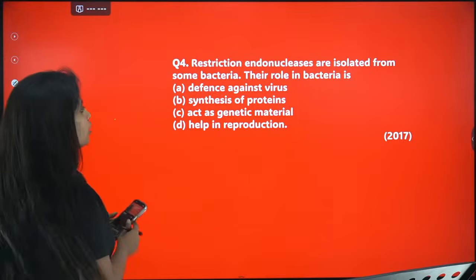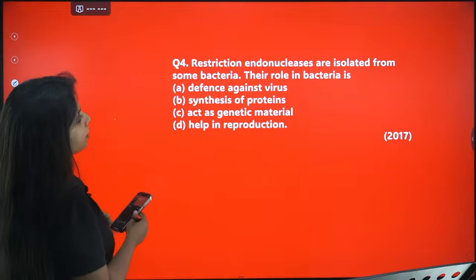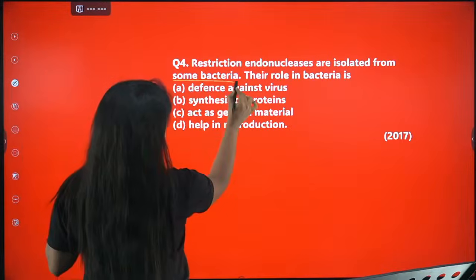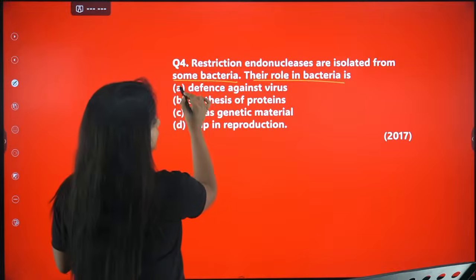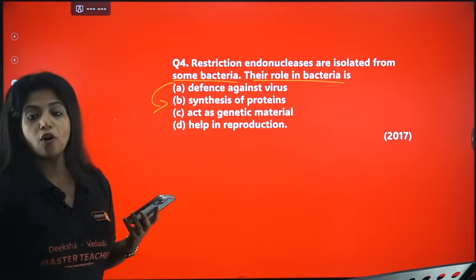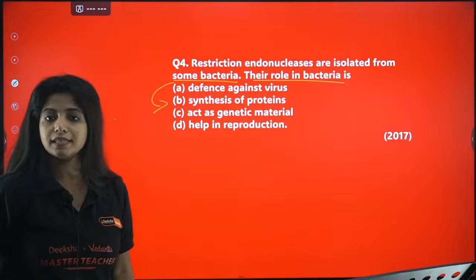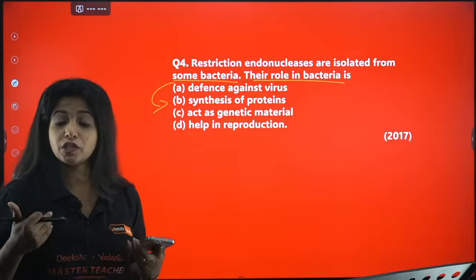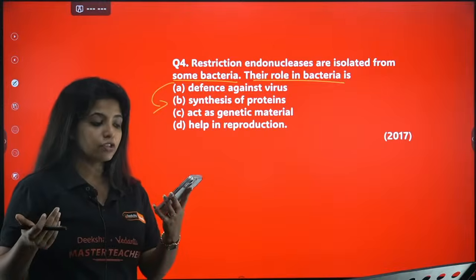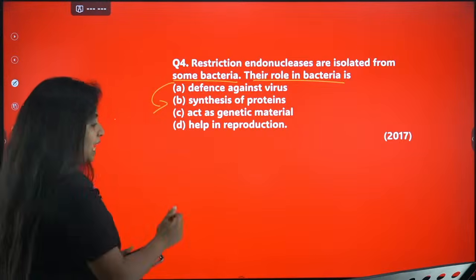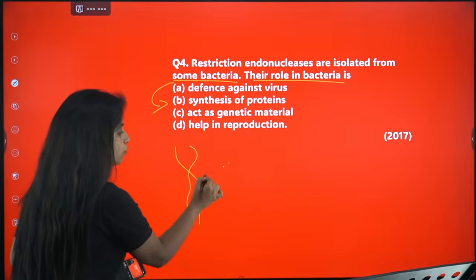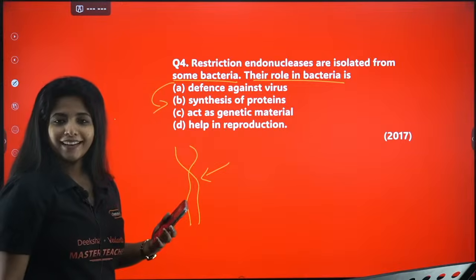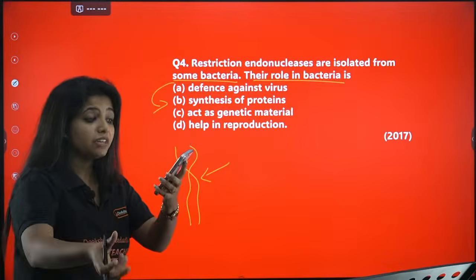Okay, so restriction endonucleases are isolated from some bacteria. What is their role in the bacteria? It is said that bacteria are the ones that produce restriction endonucleases. You know what the meaning of restriction endonucleases is? These are enzymes which cut the DNA from the middle, within inside. They are there in the bacteria and we take them from them.